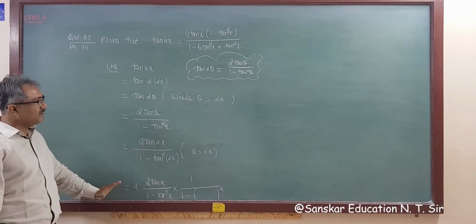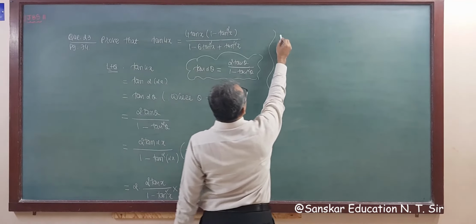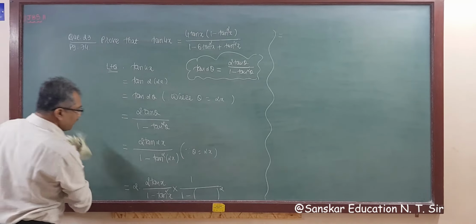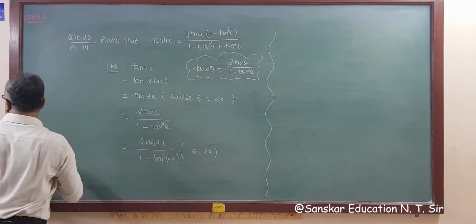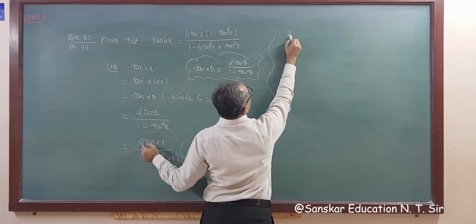Are you able to see? Otherwise I am writing here, see here. That is the better thing. So I am writing once again, same step. Okay, I am beginning from here. So this is 2 as it is.